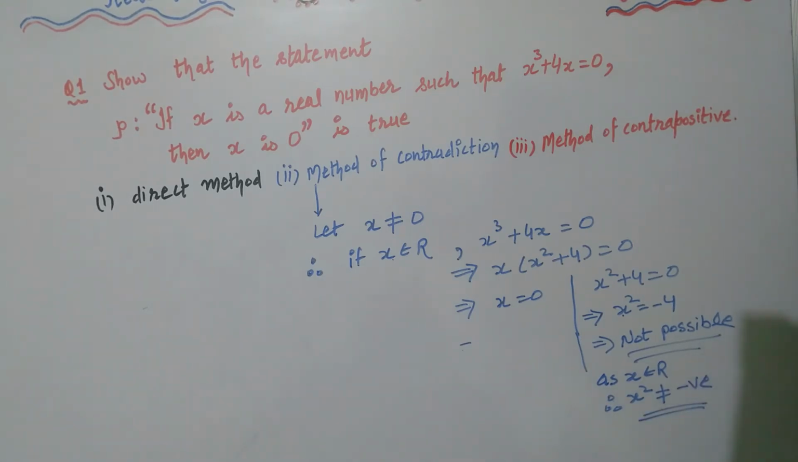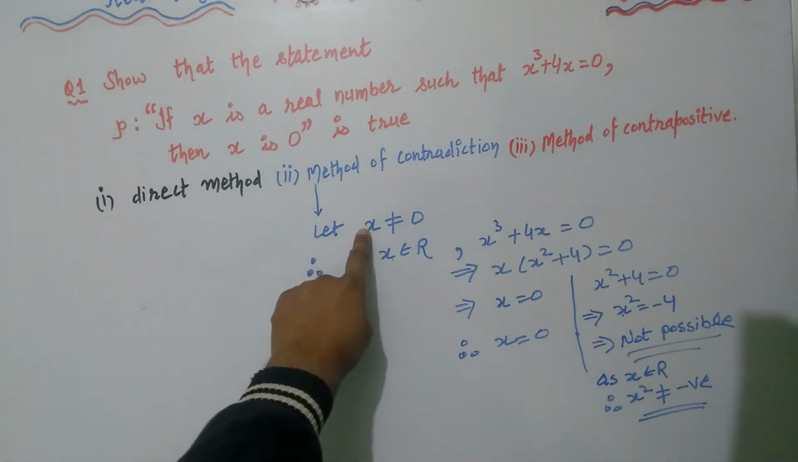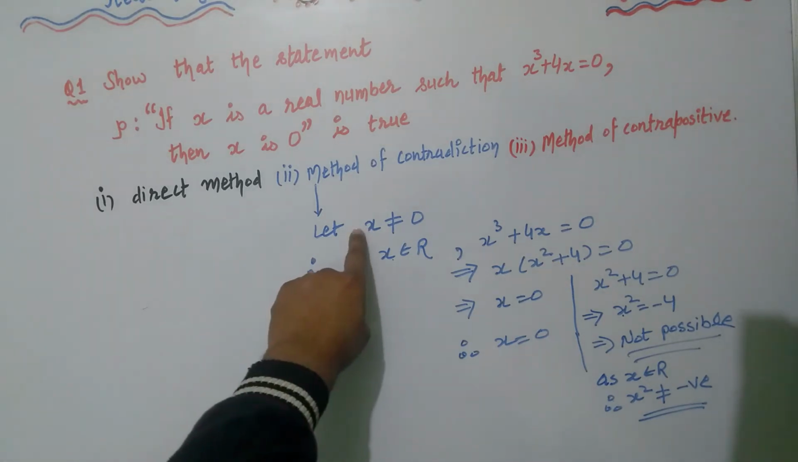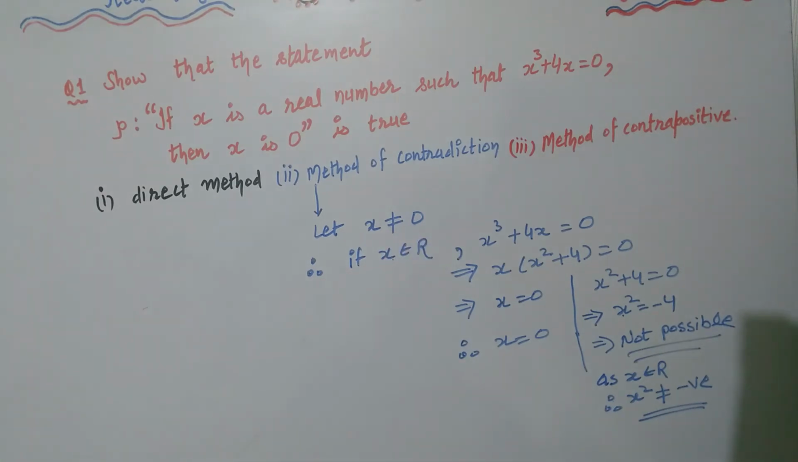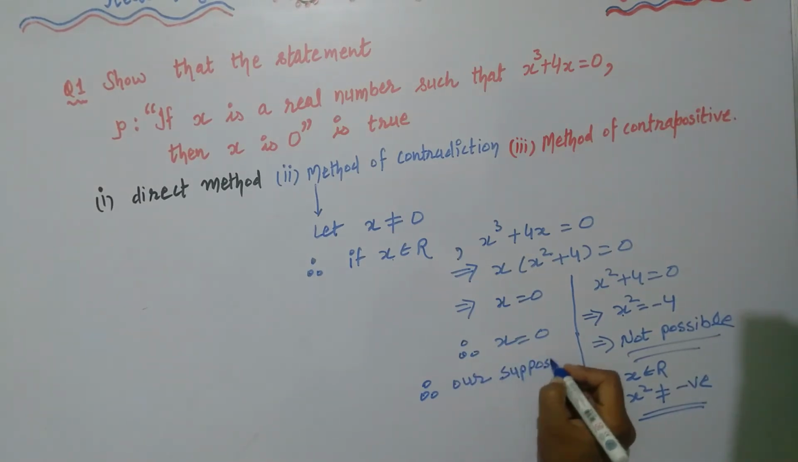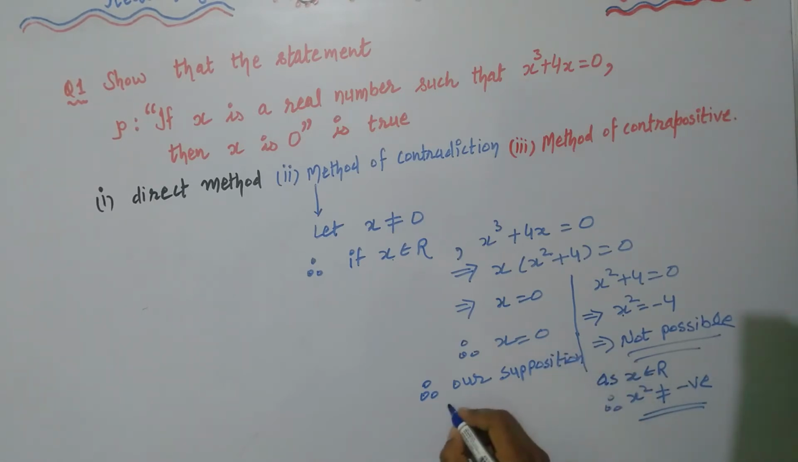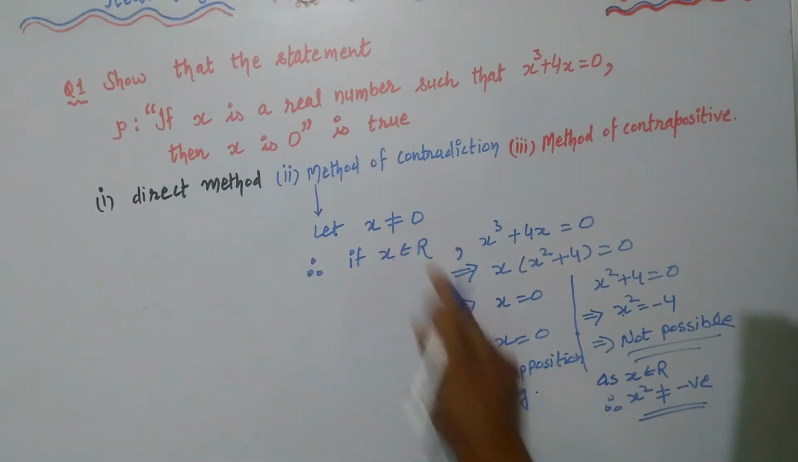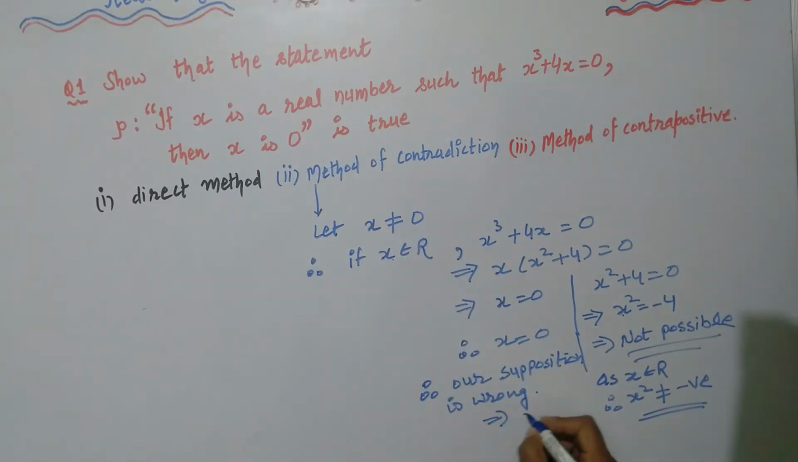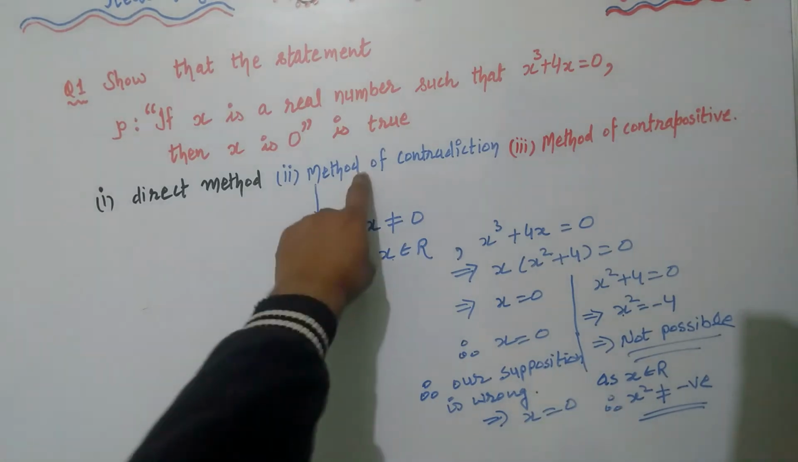Okay, so what is the meaning? The conclusion is x is equal to 0, but we have taken the contradiction, that is x is not equal to 0. So our supposition is wrong. What was our supposition? That x is not equal to 0 implies x is equal to 0. Okay, so this was the method of contradiction.